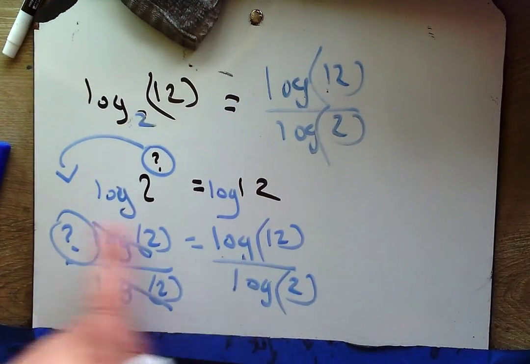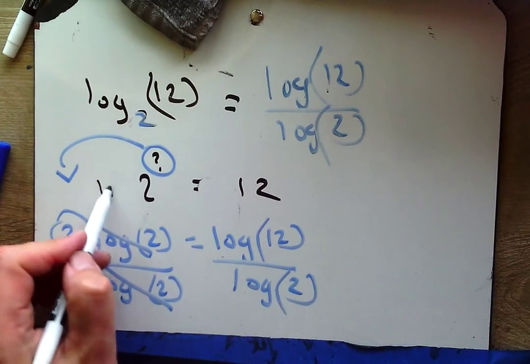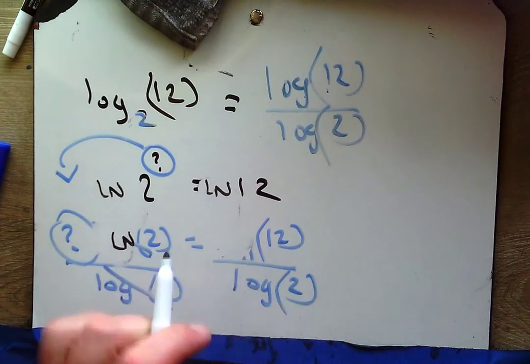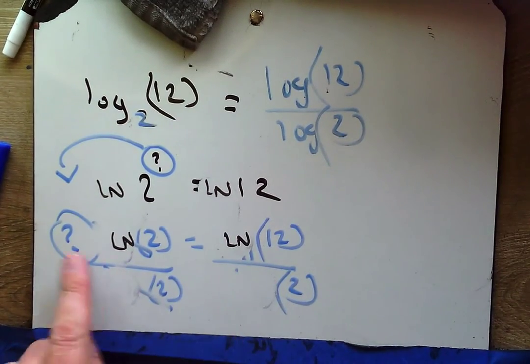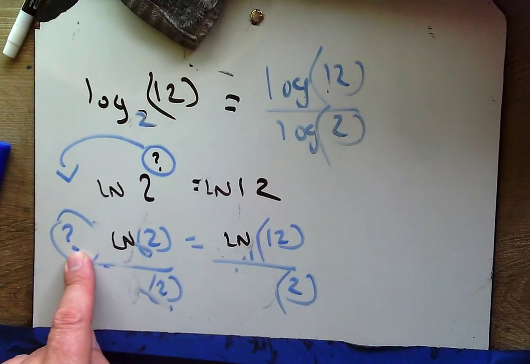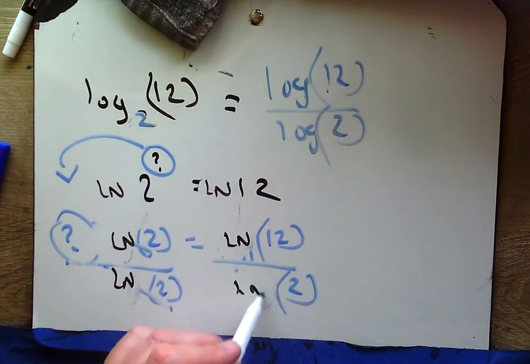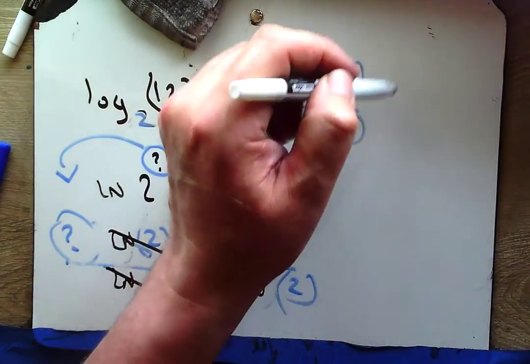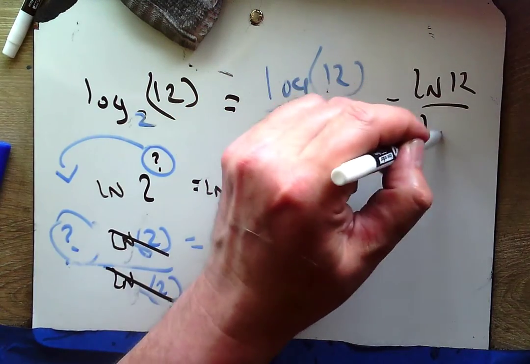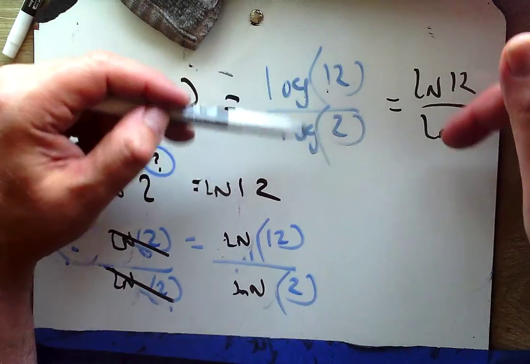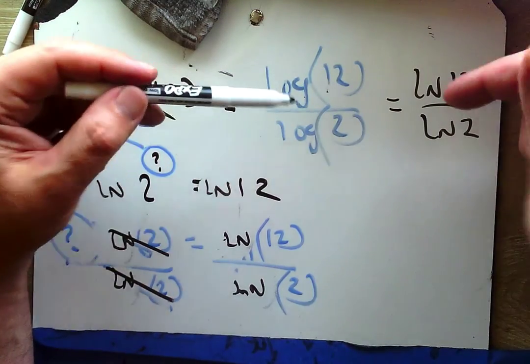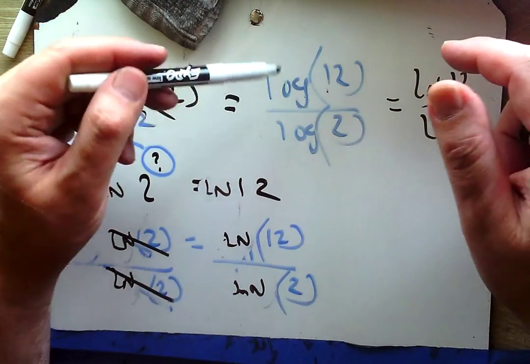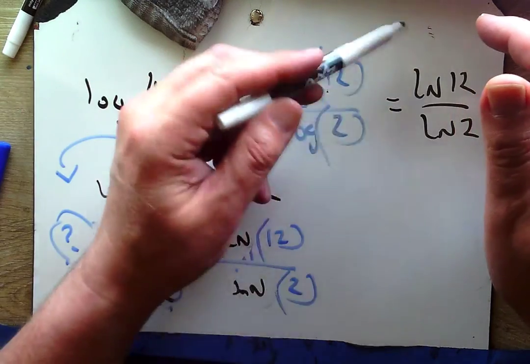I also, instead of taking the log of both sides, I could take the ln of both sides. And still bring down that question mark. And now I have ln of 2 times question mark, so I would divide by ln of 2. Question mark equals ln of 12 over ln of 2. See, it doesn't matter what log base I have. I could do log base 7 of 12 over log base 7 of 2. What I do know is, I'm not going to cancel those.